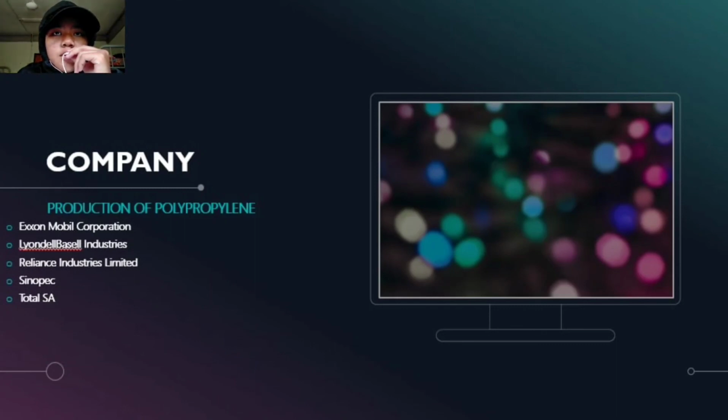So the first company is ExxonMobil Corporation. Next, LyondellBasell Industries, then Reliance Industries Limited, and the next one is Sinopec, and lastly is Total SA. So there are 5 example companies that produce the polypropylene.